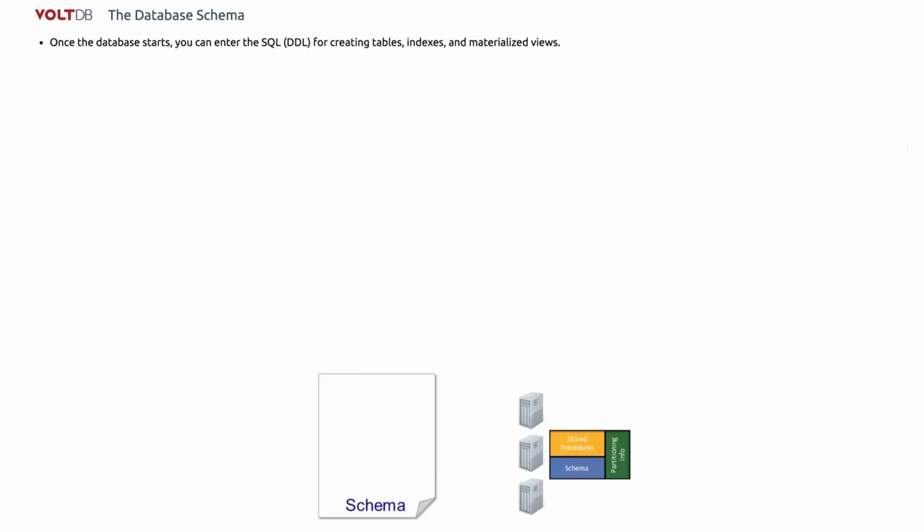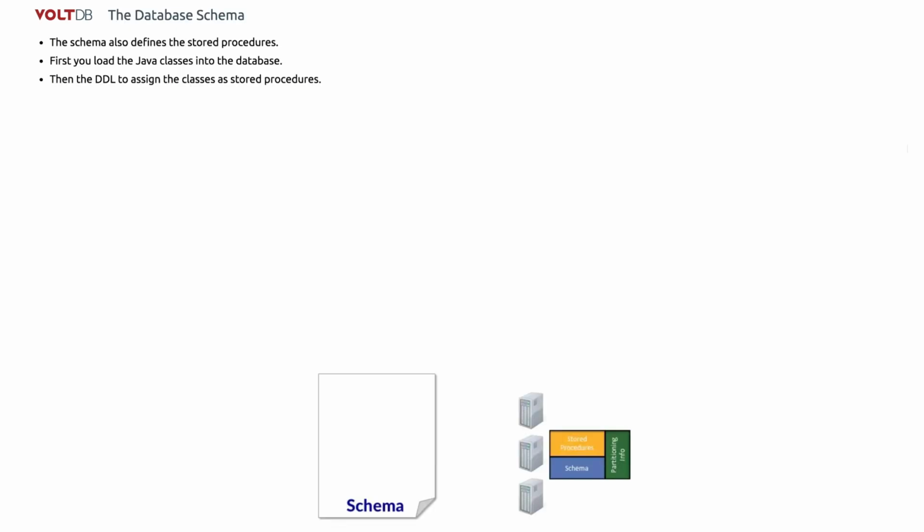Once the database starts, you can enter the SQL DDL commands for creating tables, creating indexes, and creating materialized views. The schema also includes stored procedure code and definitions. First, you load the Java classes into the database using the load classes command. Then you use the create procedure from class command to assign the Java class as a stored procedure.